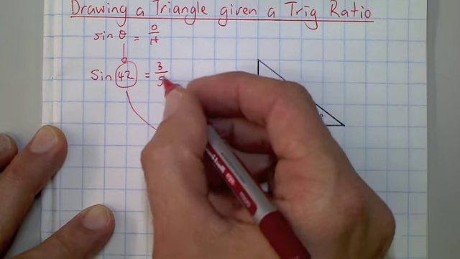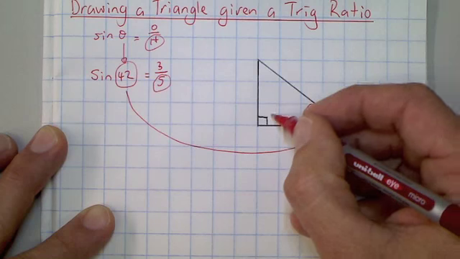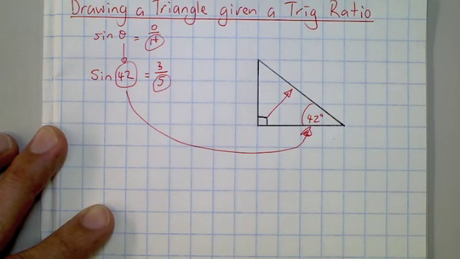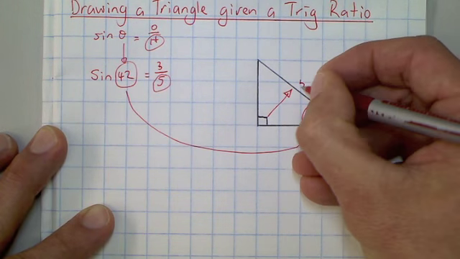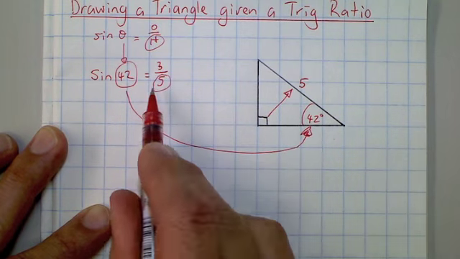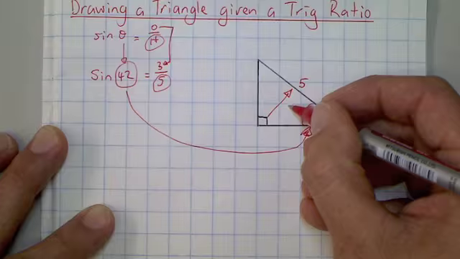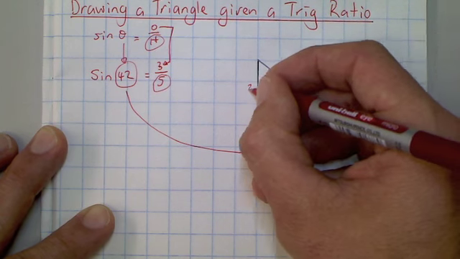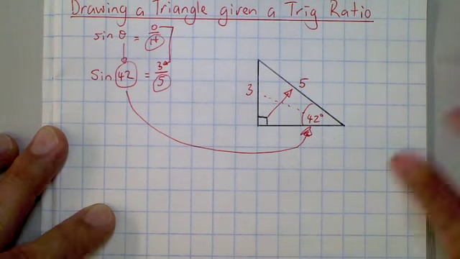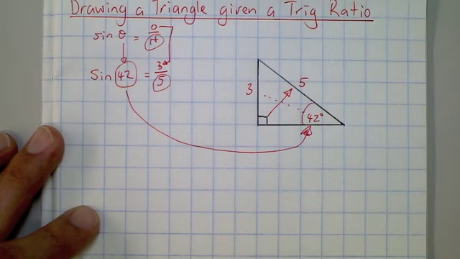Remember H, that's the hypotenuse. It's on the bottom there, but that's the longest side. So let's put the 5 on the longest side. And the O stands for the opposite, that's opposite the angle. So let's put the 3 right there. And that's it. Drawing a triangle from a trig ratio. Sweet as, eh?